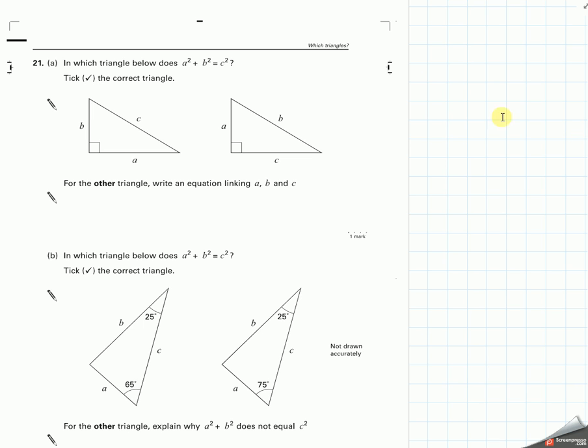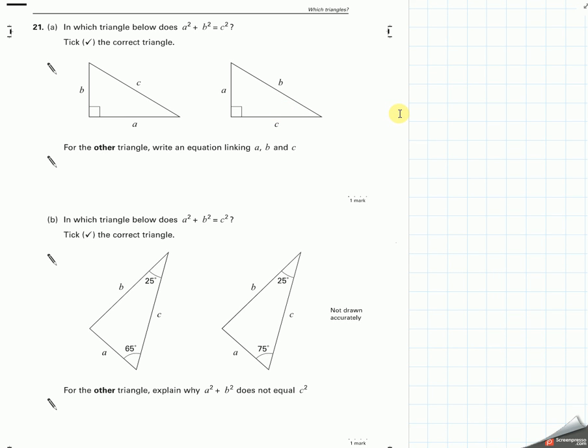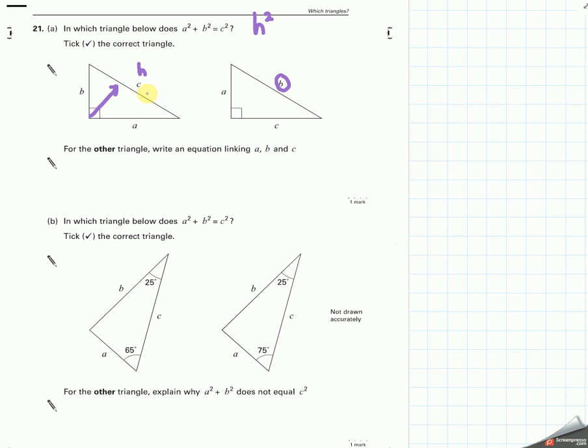Question 21 is a Pythagoras question. In the triangle below, a squared plus b squared equals c squared. Tick the correct triangle for this. Now, anyone who's learnt Pythagoras with me would treat this as h squared, where h is the hypotenuse. Hypotenuse is opposite the right angle. So that's my hypotenuse. In this question, on the right hand side, they've said c is the hypotenuse. That's on the wrong side of the equation. This first one is correct. So this one is correct.